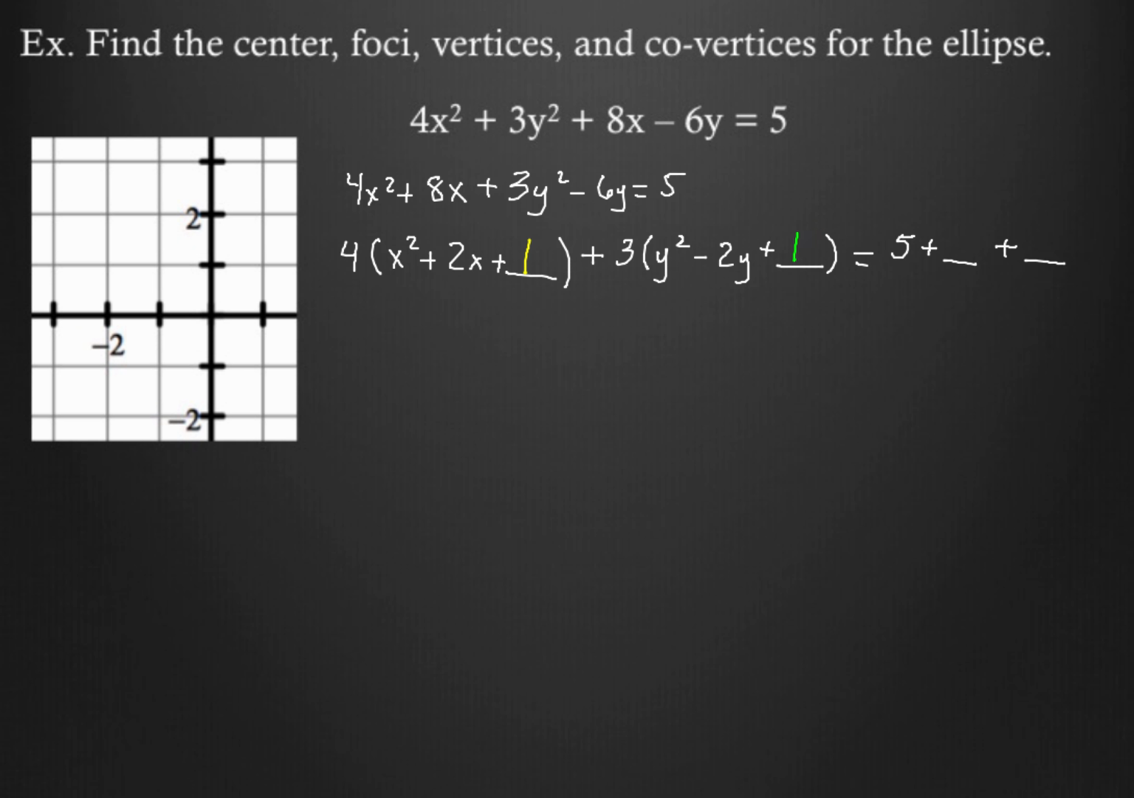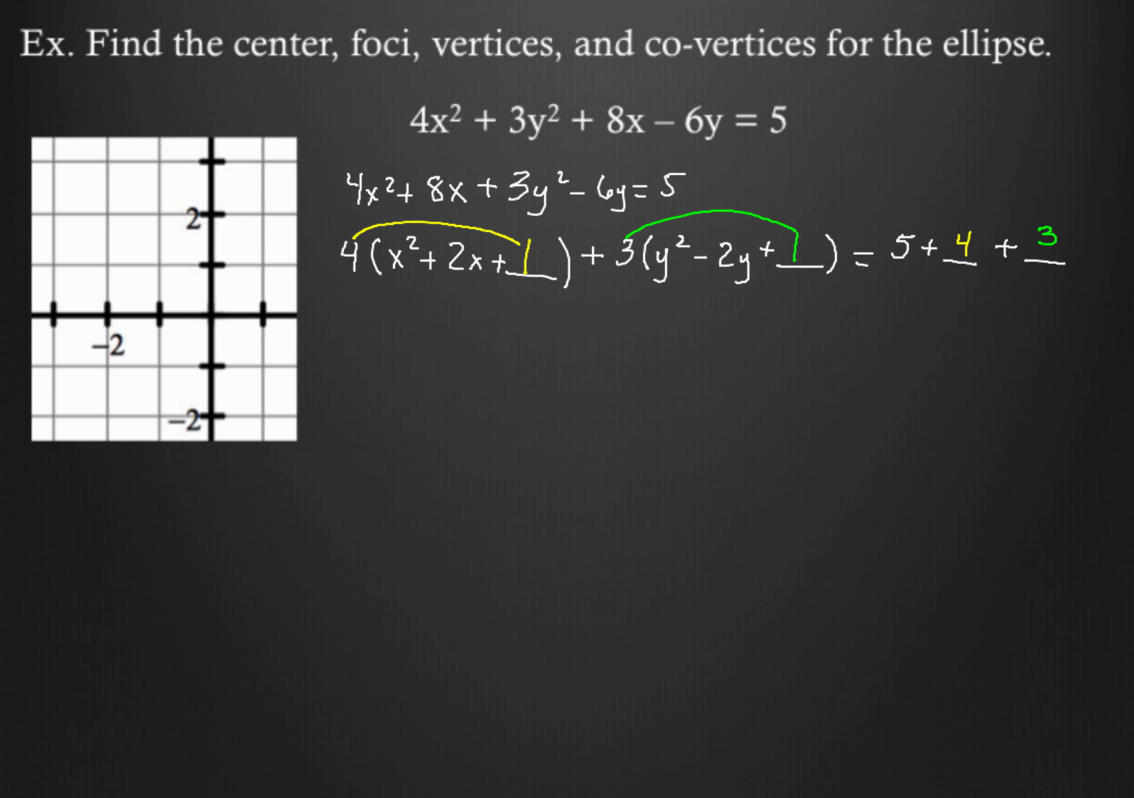Now here's where you have to be careful. The numbers we're going to add on the other side aren't 1 and 1. When I take a look at the first one, I've got to take 4 and multiply it by 1. So 4 times 1 is 4. Now I'm going to do the same thing here. 3 times 1 is 3. So that's a common mistake people will make when they use complete the square.